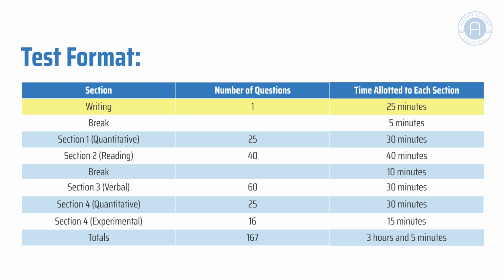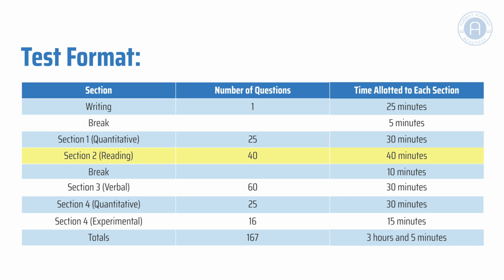The writing section is not graded, yet it is an important part of your overall evaluation. Following this section, you will be given a 5-minute break. After this, you're given 25 questions that check your quantitative skills. You're expected to answer these questions in 30 minutes. Immediately after this, 40 questions that assess your reading comprehension skills are administered, for which you'll receive 40 minutes.